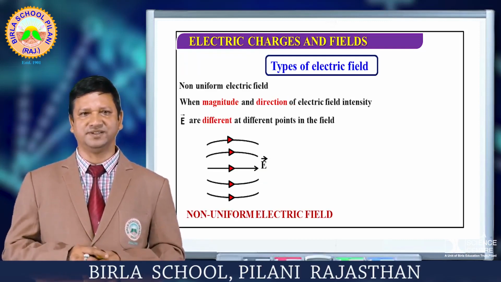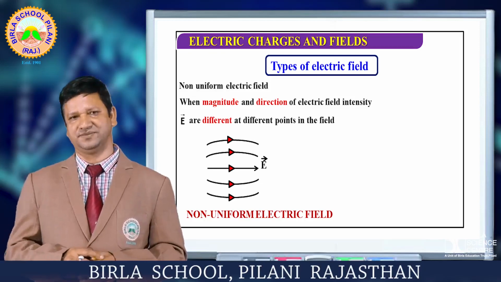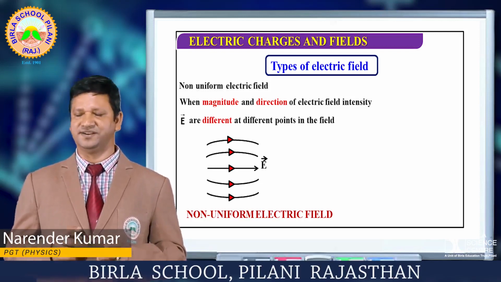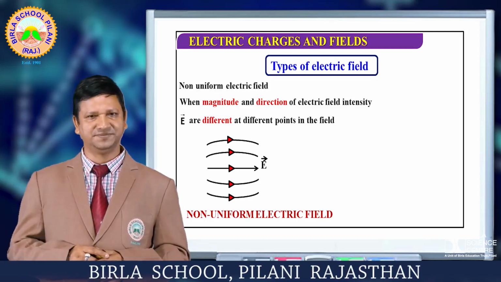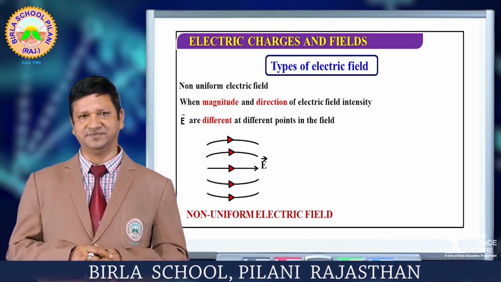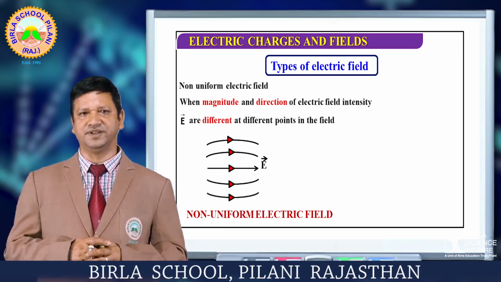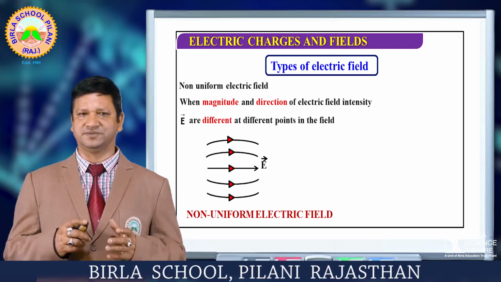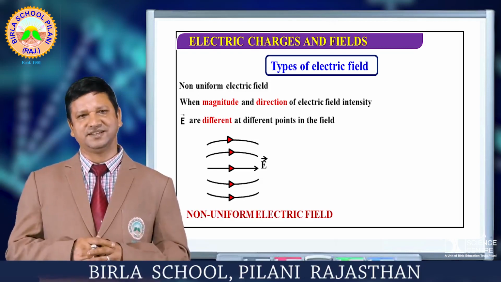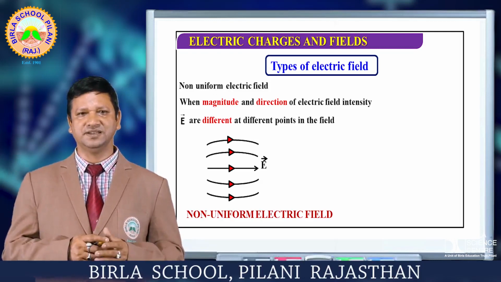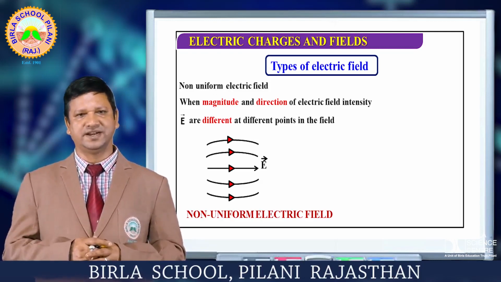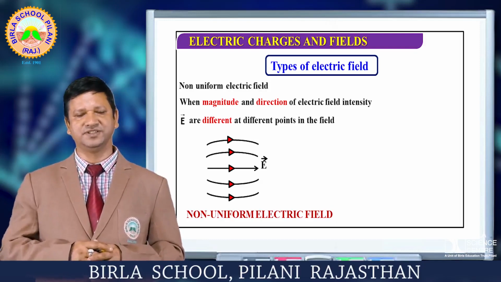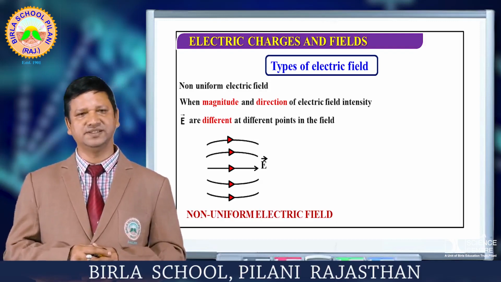Now come to the second one, that is non-uniform electric field. When the magnitude and direction of the electric field intensity are different at different points in the field, you can see from the diagram, at the ends from where the electric field originates and where it completes its path. There are variations in the electric field directions at the different points if we observe very minutely. Let us continue. This is the part of non-uniform electric field.